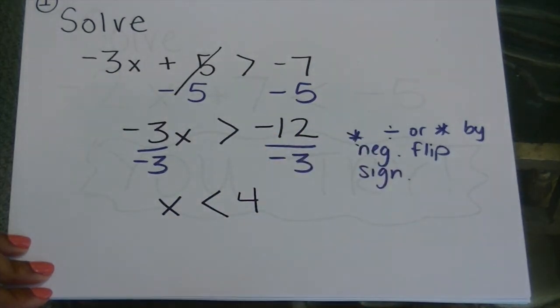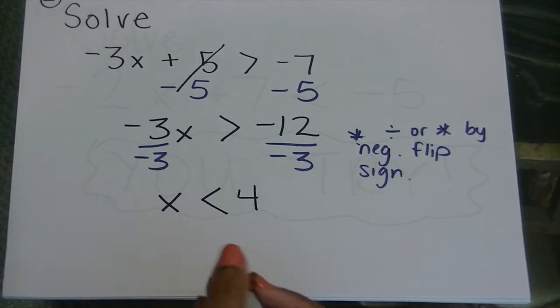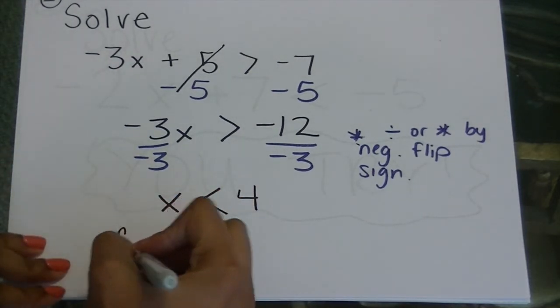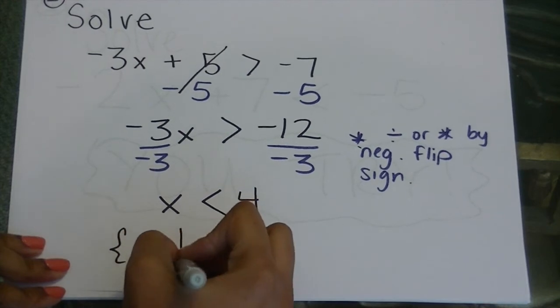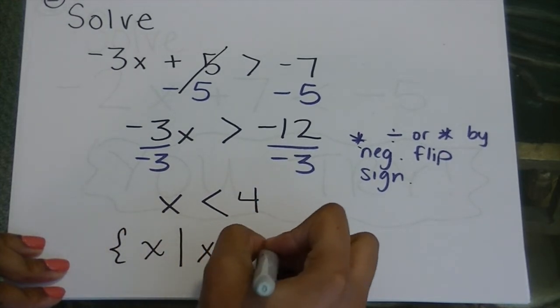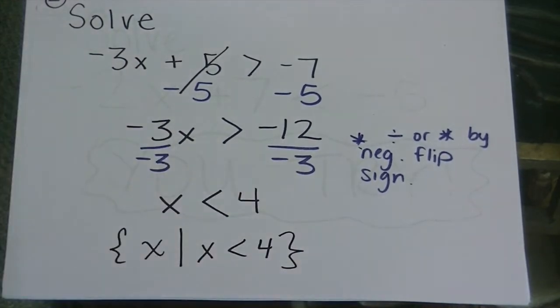So the solution to this one would be the solution set of all x such that x is less than 4. So that's the solution. That's everything less than 4.